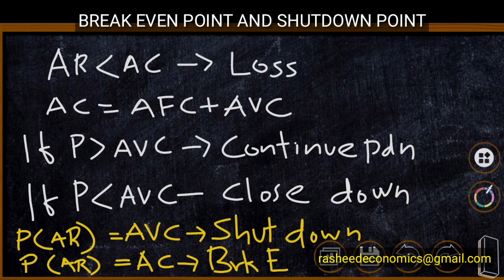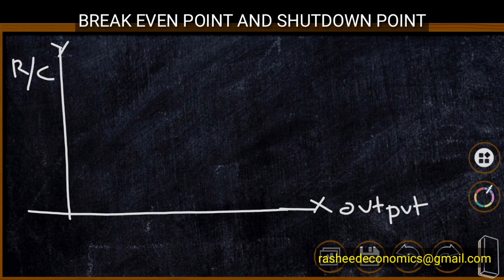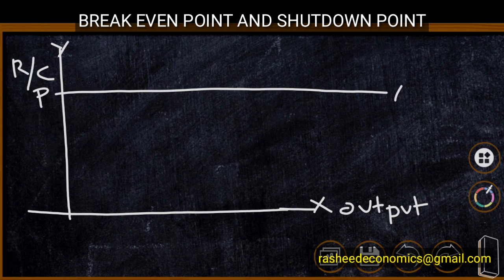At the point of break even, the firm is earning normal profit and will have a tendency to continue production. Let us explain the point of shutdown and the point of break even with the help of a diagram. In the figure, as usual, the x-axis is plotted and the y-axis is drawn. We have shown output on the x-axis and revenue and cost on the y-axis. We have a revenue curve, the average revenue curve, which is the price line, average revenue and marginal revenue.